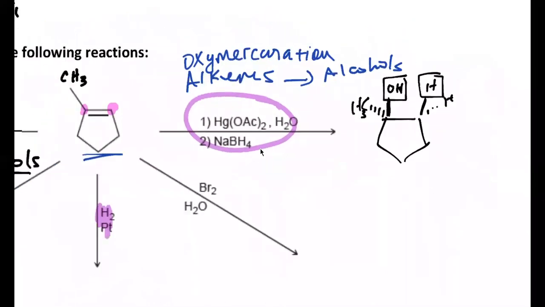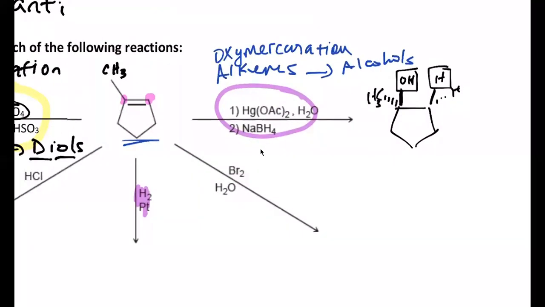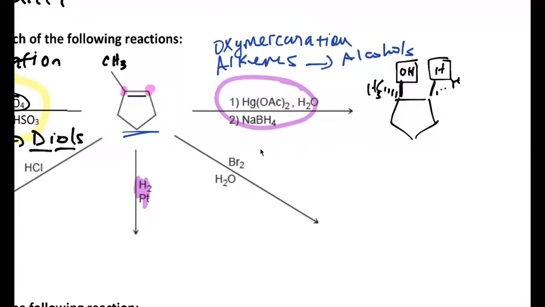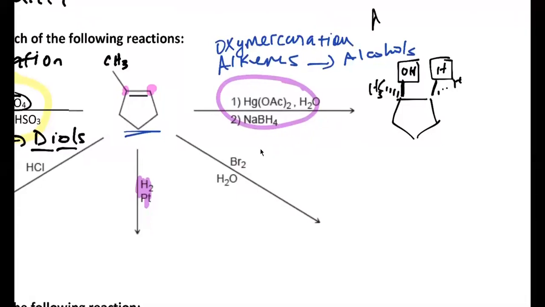All right. Any questions about that one? That's what we get, right? We get an alcohol with the OH on the most substituted carbon because of the regiochemistry. We said mercury is Markovnikov, right? Is that right? Yes. All right, let's go to the next one, right here.